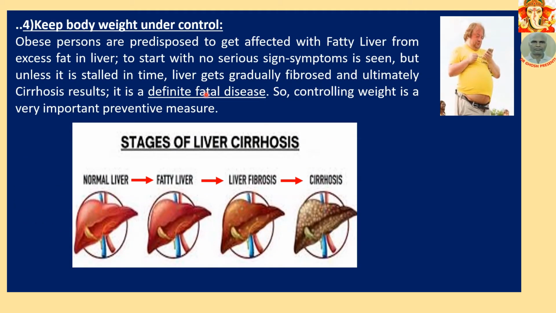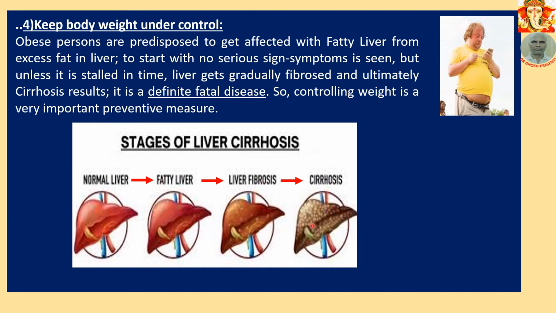Number 4, keep body weight under control. Another very important thing: obese persons are predisposed to fatty liver. From excess fat in the liver, to start with, no serious sign or symptom is seen. But unless it is detected in time, the liver gradually gets fibrosed and ultimately cirrhosis results. That is, one cannot know until cirrhosis comes. You have to be careful before that. It's a definite fatal disease. Cirrhosis means almost your life is gone. So controlling weight is a very important preventive measure.